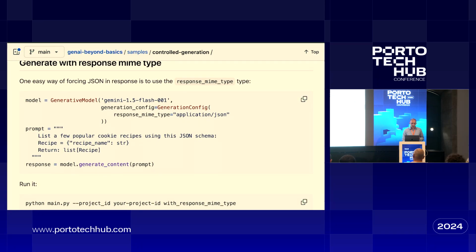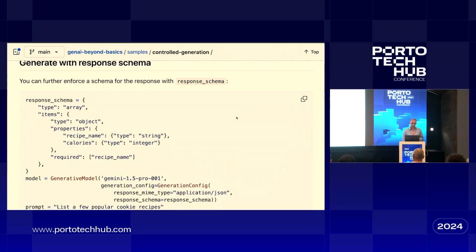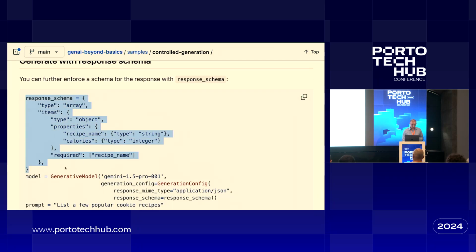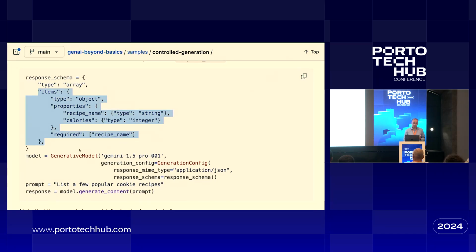What else you can do is that first, you can set your response type to JSON to make sure that you're actually getting JSON. And the second thing you can do is create a response schema and say, this is the schema that I want you to follow. Make sure you have an array, and then make sure that this array has objects with these properties, and make sure that this property is actually there, the recipe name.